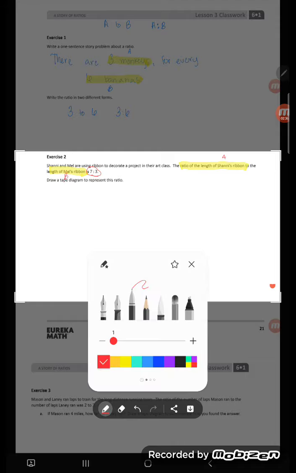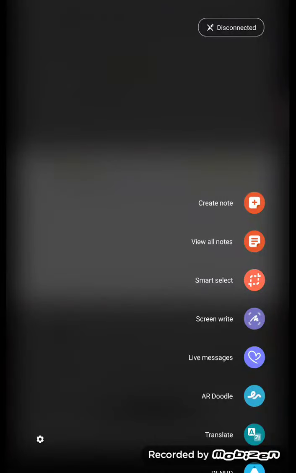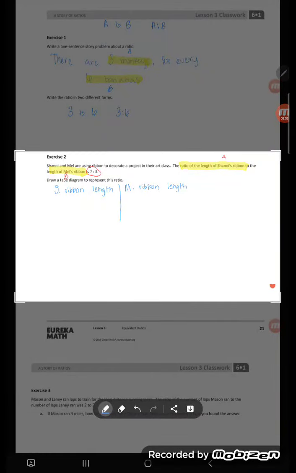All right. Let's use that information to first start out by creating a table so we have some numbers to work with. S for Shani's ribbon length, M for Mel's ribbon length. I'm going to create a table here. All right, so I already know that for every 7 lengths that Shani has, Mel has 3.